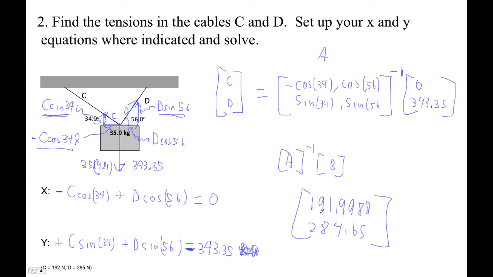Let's suppose you forget this. Go back to your original drawing. The one that's more vertical will be the larger. So this guy here is my C, and this guy here is my D. You need to say C equals 192 newtons, D equals 285 newtons. You need to tell me which one's which.